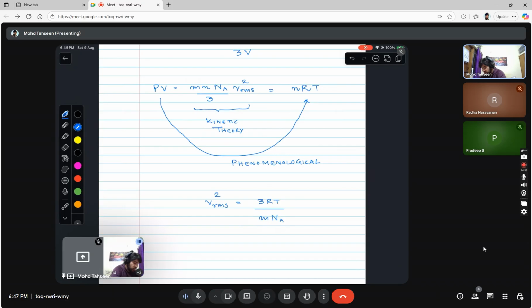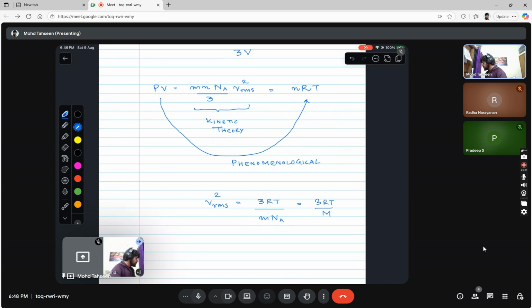It becomes the molar mass, right? Because Na is 1 mole, and M is the mass of each particle for that mole. So M times Na represents the total mass of 1 mole, which is called the molar mass. So this comes out to be 3RT by M, capital M, right?